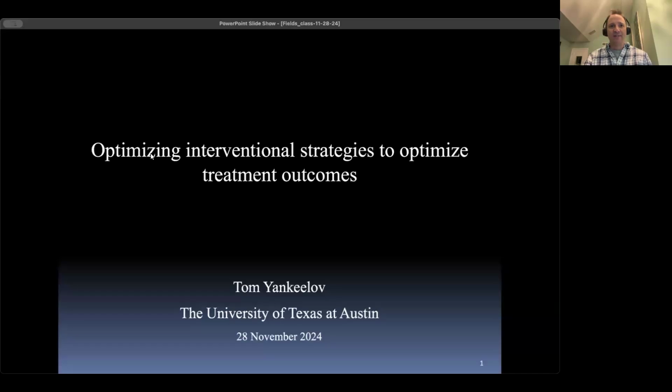All right, can you see my screen? Yes. And see the arrow and so forth?